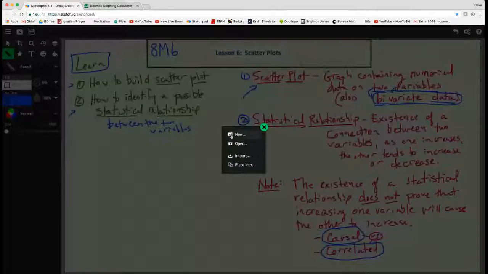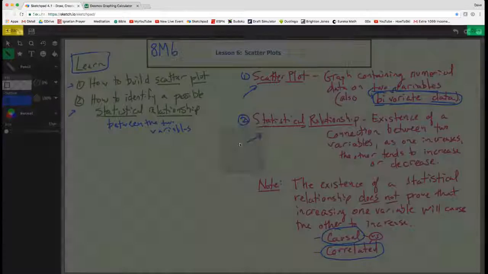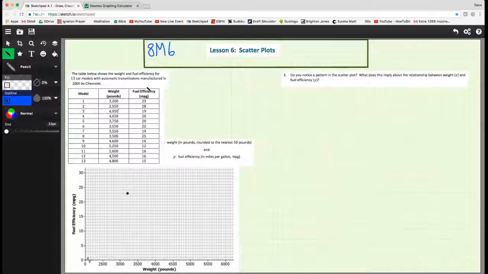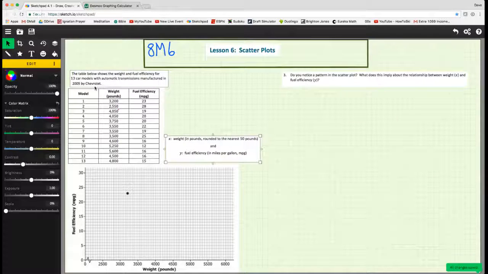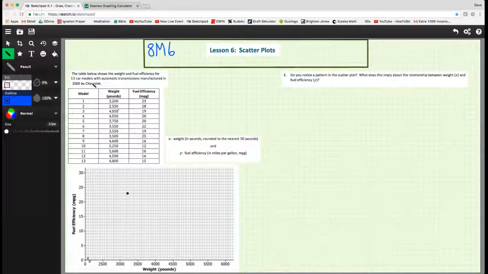Okay, so let's now start with an example of a scatter plot. In today's lesson, we're going to simply use the book. The book or the handouts gave very good examples, so I'm going to stick to that today rather than come up with my own examples. Here we have the example from the book, and it talks about these 13 car models that Chevrolet makes.